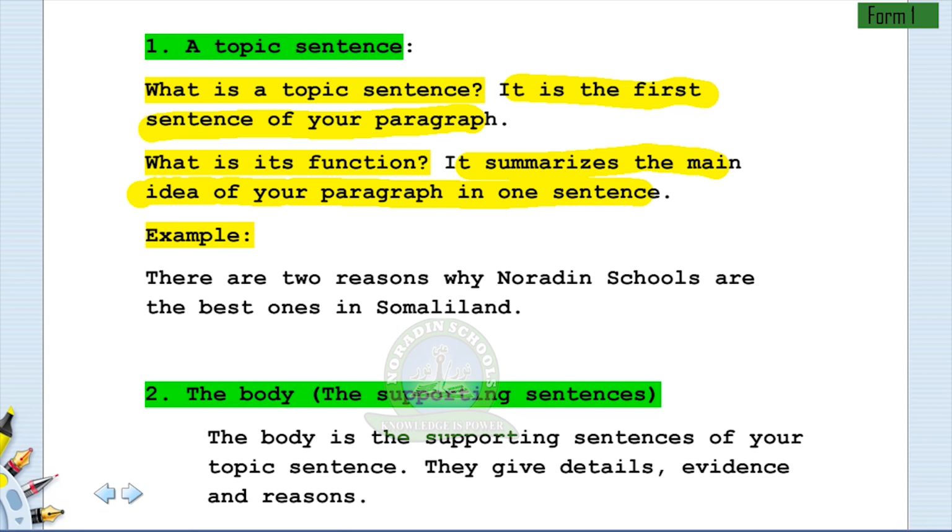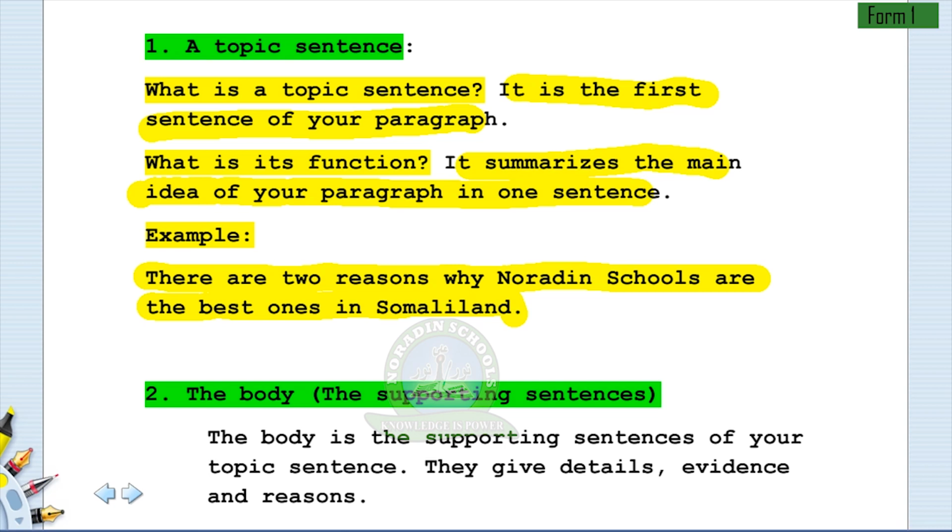For example, let me give you a topic sentence. There are two reasons why Nuruddin schools are the best ones in Somaliland. Now, this sentence summarizes the reason why I am writing this paragraph. My reader will immediately know that I am talking about Nuruddin schools. So this is an example of what the topic sentence is.